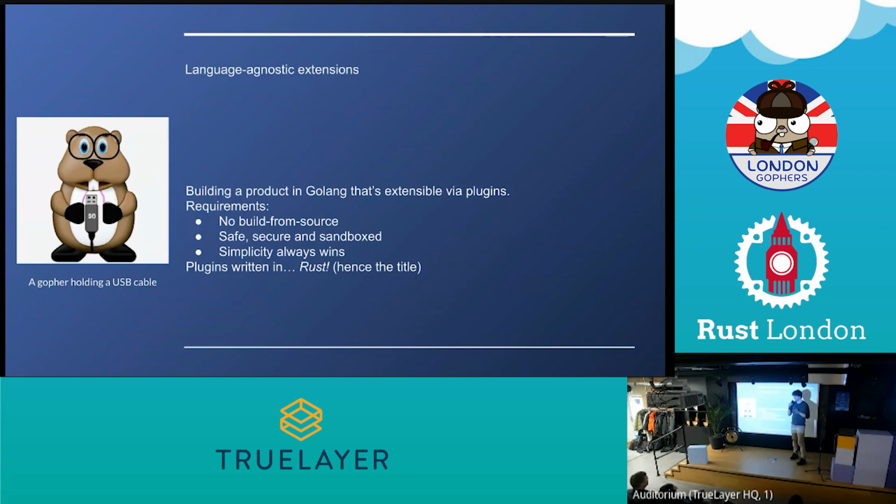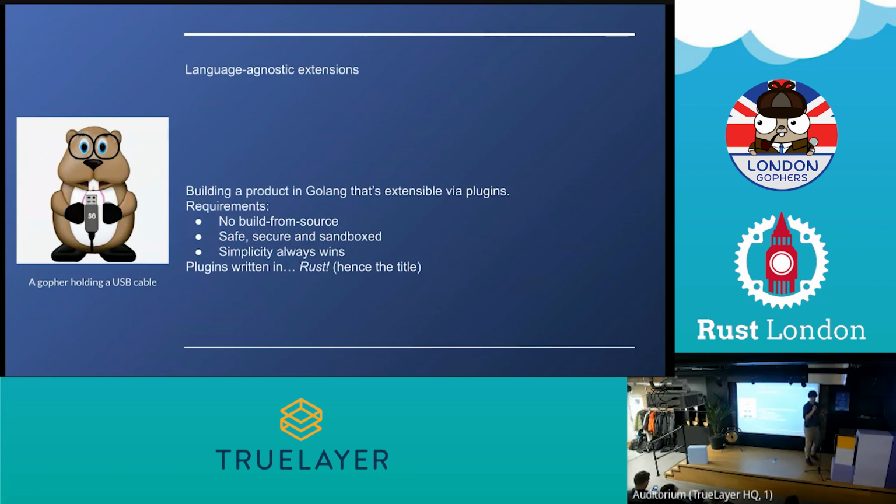Language agnostic extensions is the challenge. We want to be building a product in Golang that's extensible. We don't want to force customers to build it from source. We don't want to give them the source code and say, oh, turn on these build tags and you'll get these features, because that just makes it really difficult for third parties to build things. It also means customers who don't know Golang or don't have engineers that know Golang, or people who just want to run the software, have to then learn how to use the compiler, which is not ideal. We also want it to be safe and secure and sandboxed.